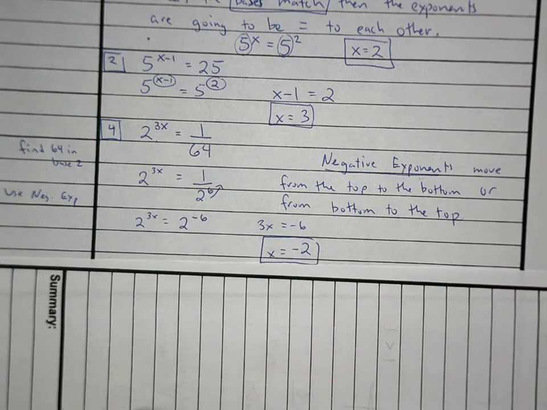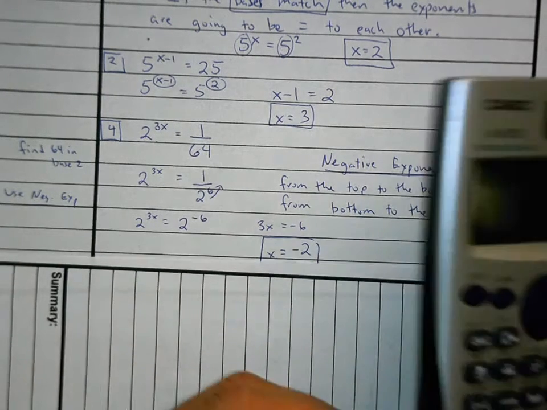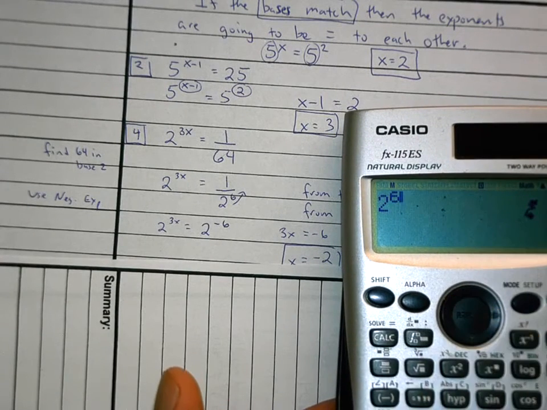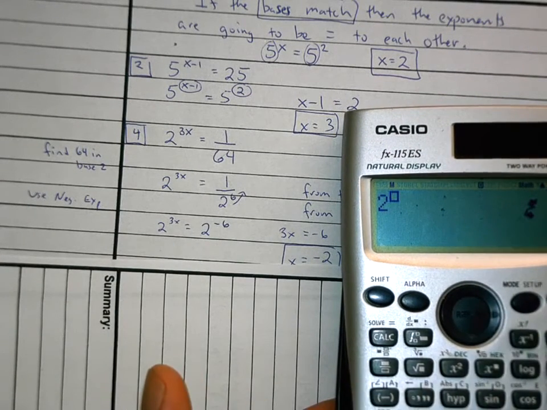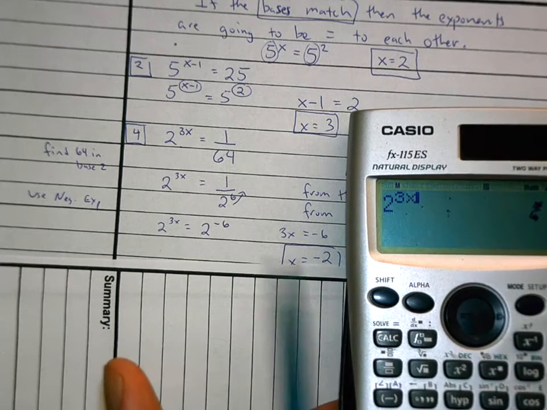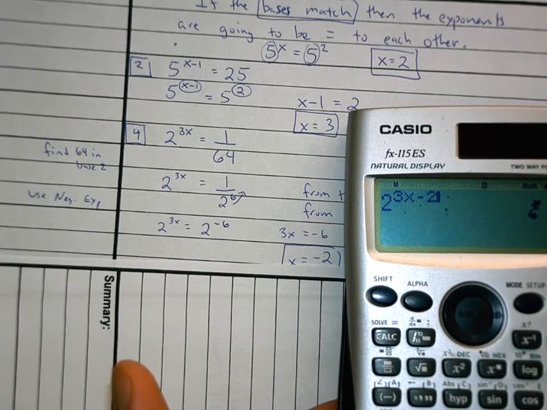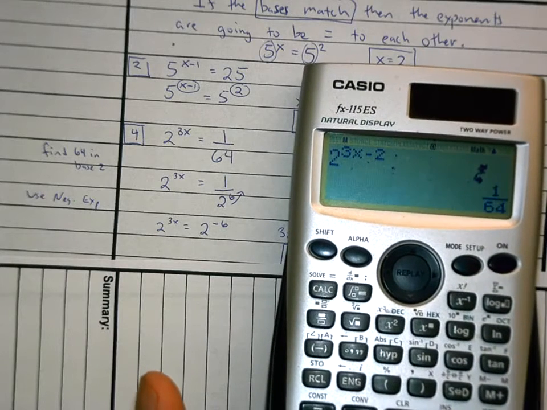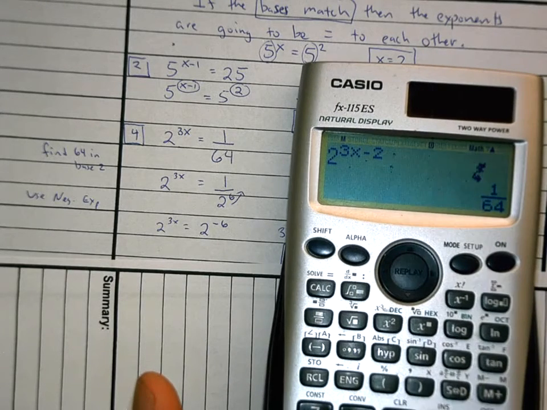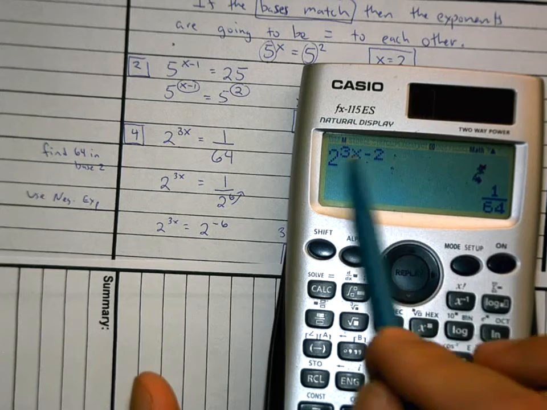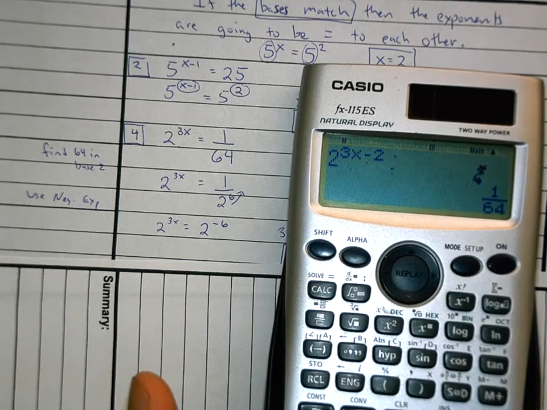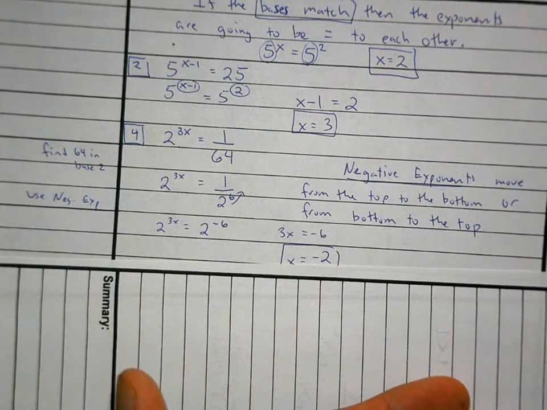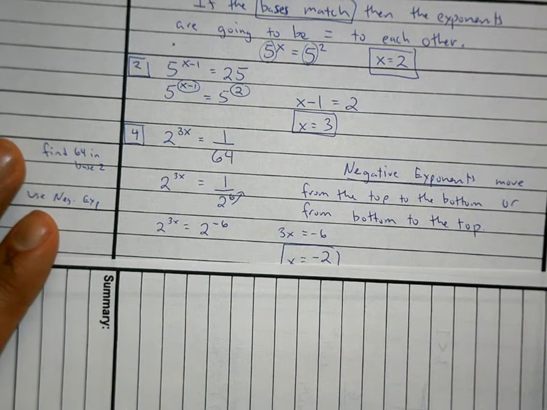If I want to, I can actually put in 2 to the 3 times, what did I get? Negative 2, and see, does that work? I can actually take that and plug it into my calculator to see, do I get the right answer? If it works out, that says 3 times negative 2, I get 1 over 64, which is what the correct answer should be. Okay, we have time for one more example.